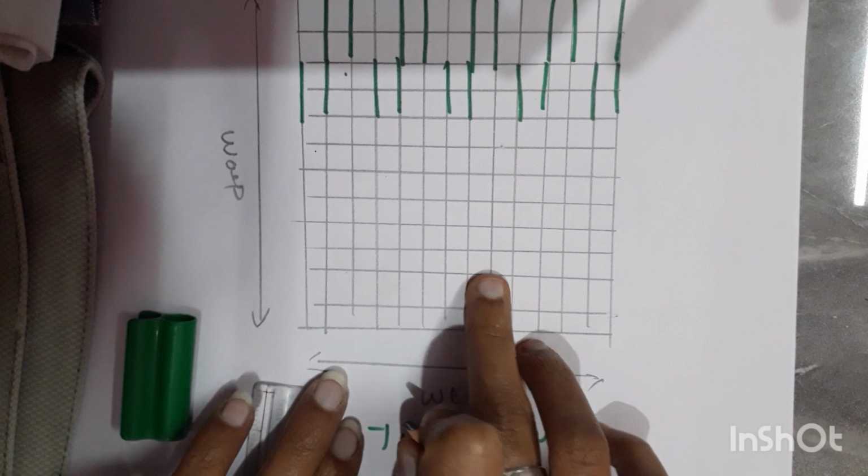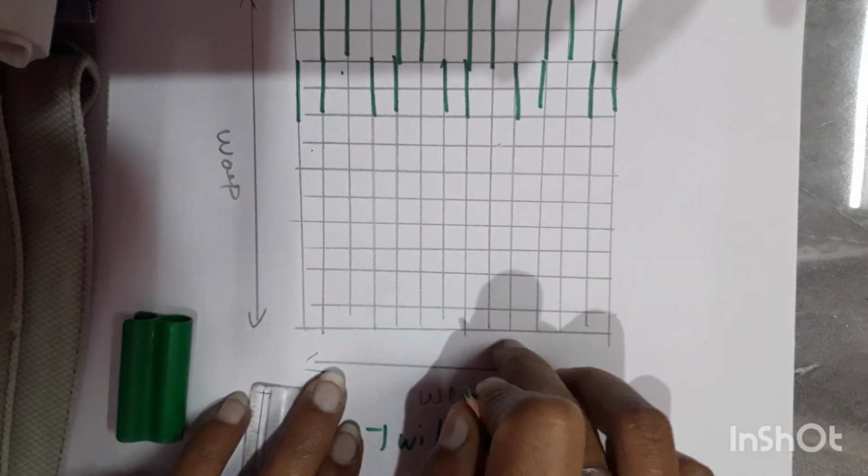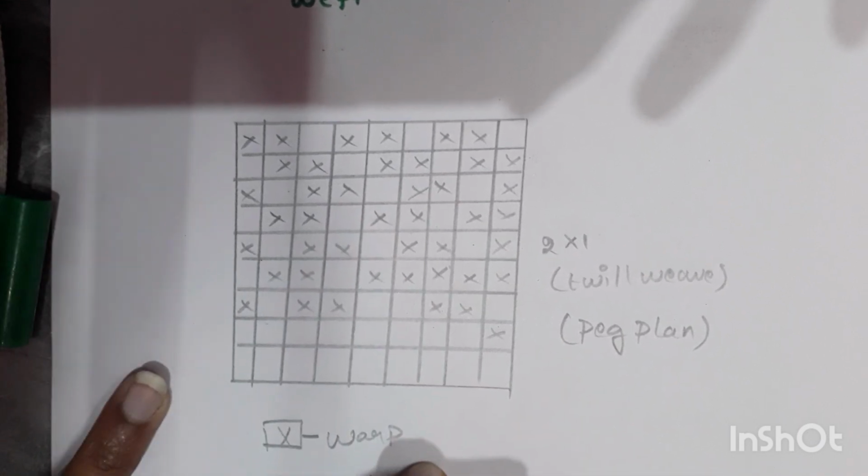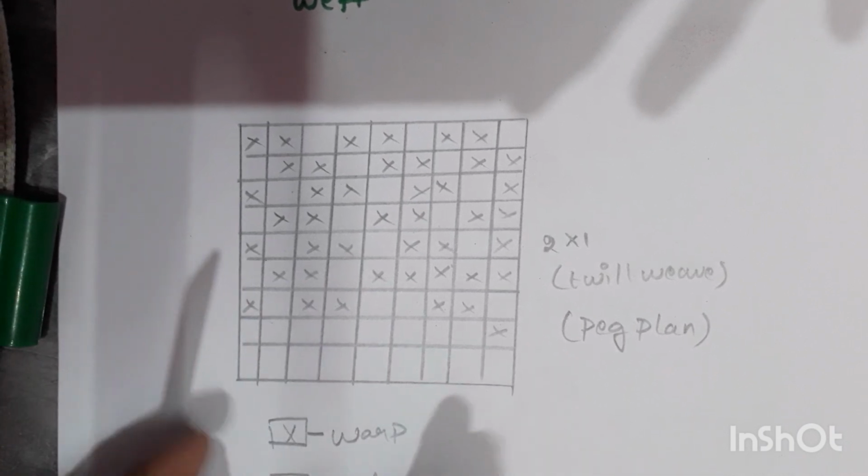Here we have completed the draft plan. The peg plan seems to be the X and dot marks like this. We have to mark the X and dot like that. So this is the twill weave peg plan. Okay, so finally we have completed the twill weave structure.